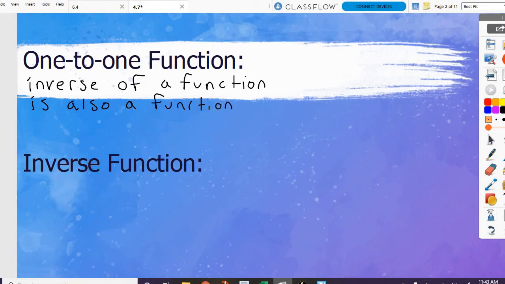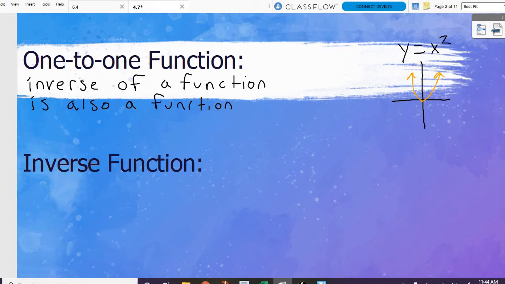So if we think of an example, we could think about that x squared. So y equals x squared. What does its graph look like? A parabola, agreed. So it looks like that. Now, what did we say that its inverse was?